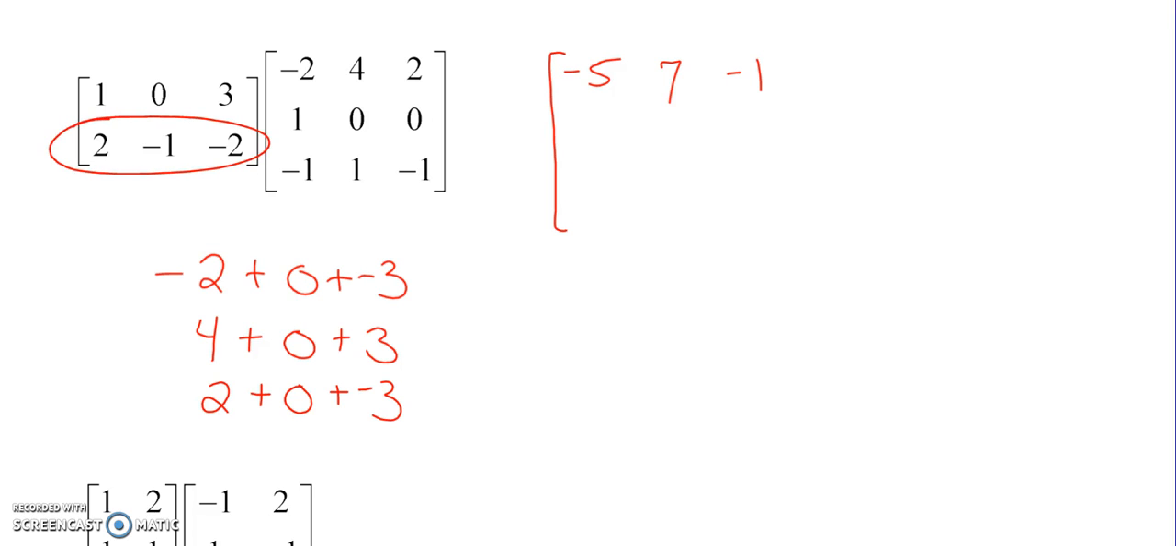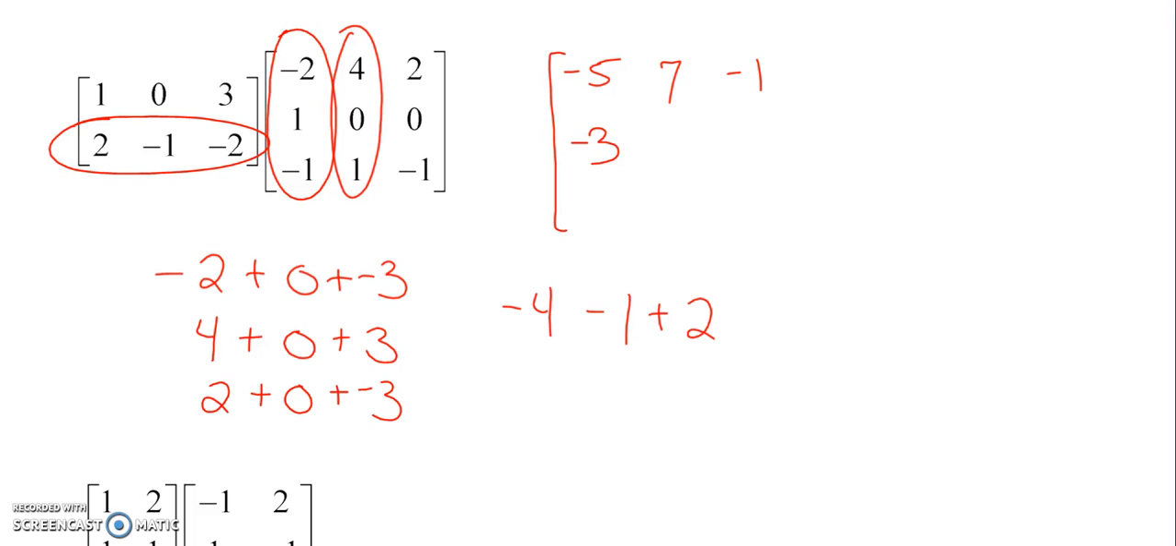Row 2, column 1. -4, -1, and 2. I'm going to add those together. That ends up being -3. My answer goes in row 2, column 1. All right, next column. I'm multiplying 2 times 4. That is 8 plus 0 and plus -2. So that answer is 6. That goes in row 2, column 2.